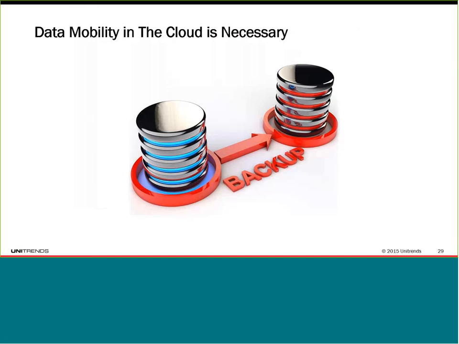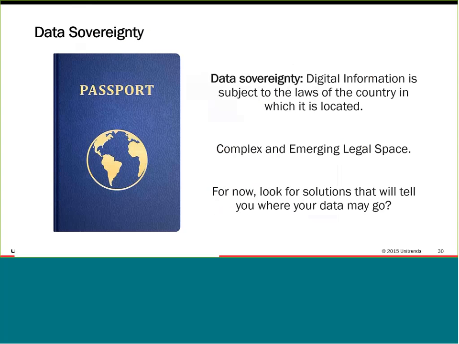We're essentially creating copies of your data and moving them between different environments. You're moving from a local environment to a cloud. You potentially are moving them once you're within the cloud to another location, so you have some geo-redundancy built into the cloud. And that's necessary to maximize control.